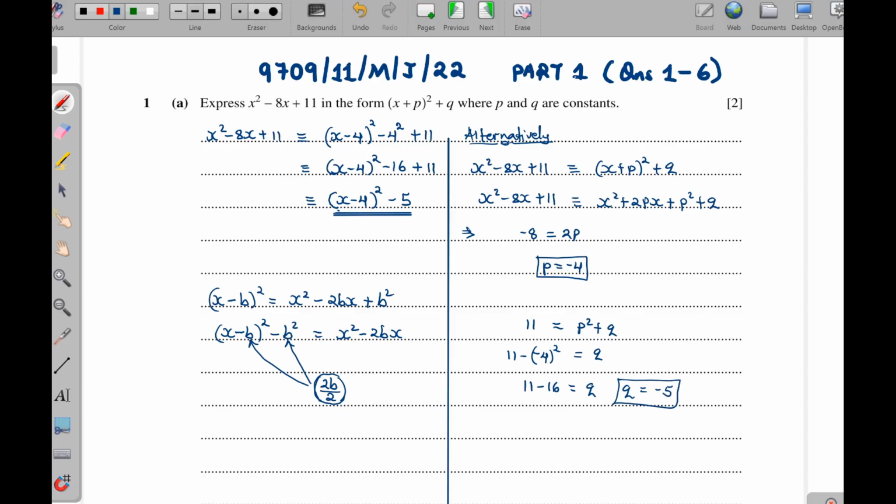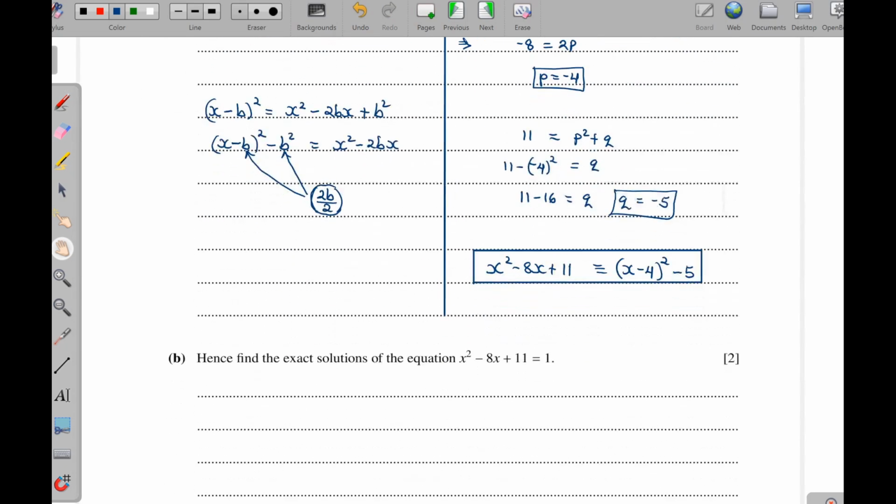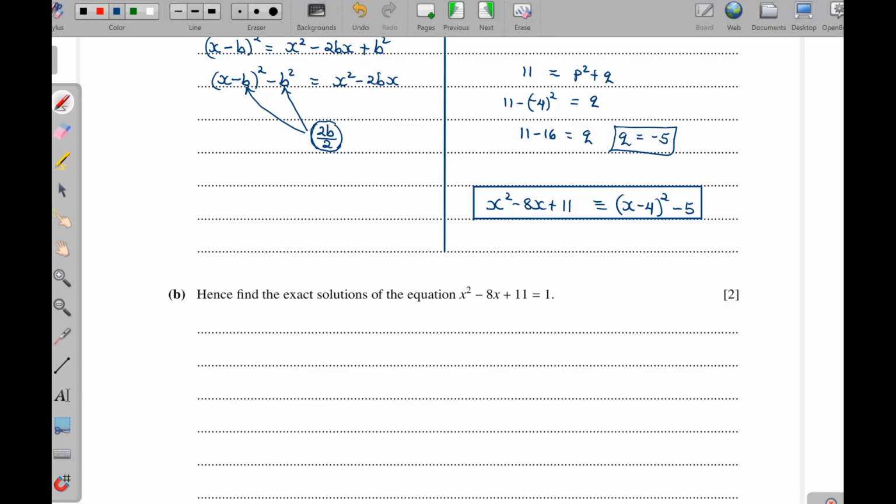Okay, so meaning that our x squared minus 8x plus 11 is the same as, now you substitute in here where there is p, you put a minus 4. And where there is q, you put a minus 5. Isn't it the same thing as this? So that is that.